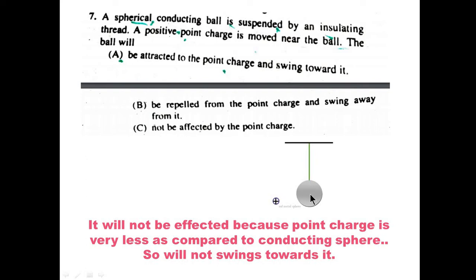Now this is the conducting ball that is suspended by this insulating thread, and a positive point charge is held near this ball. If this positive charge is not a point charge but has a very heavy charge, greater than this point charge, then there is a possibility that this ball will swing towards it. Now this conducting sphere is very heavy and massive as compared to this small point positive charge. That's why option C is the correct option, and it will not be affected by the point charge.